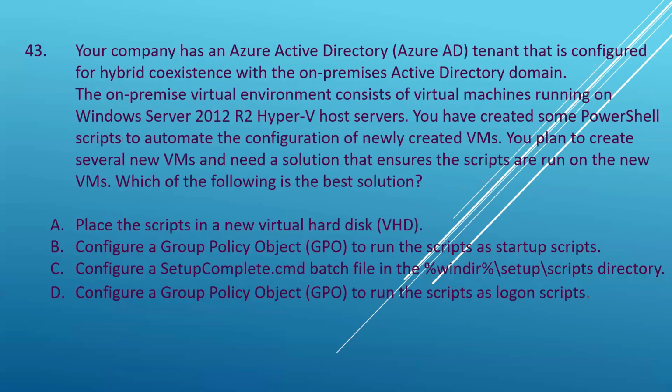Moving on to question number 43. Your company has an Azure Active Directory tenant that is configured for hybrid identity with the on-premise Active Directory domain. The on-premise virtual environment consists of virtual machines running on Windows Server 2012 R2 Hyper-V host servers. You have created some PowerShell scripts to automate the configuration of newly created VMs. You plan to create several new VMs and need a solution that ensures the scripts are run on the new VMs. Which of the following is the best solution?